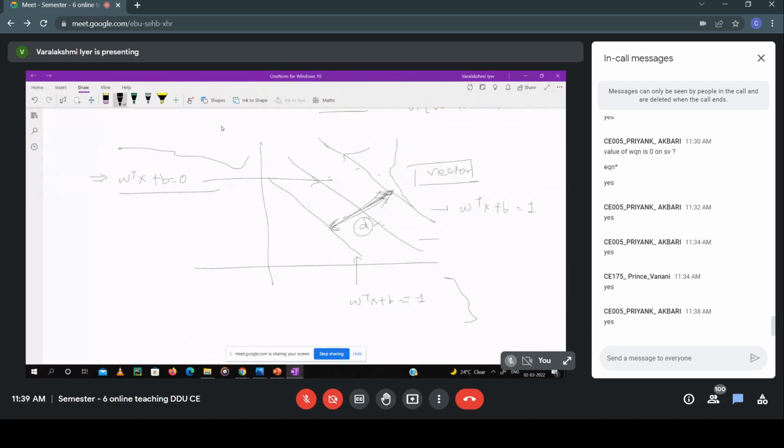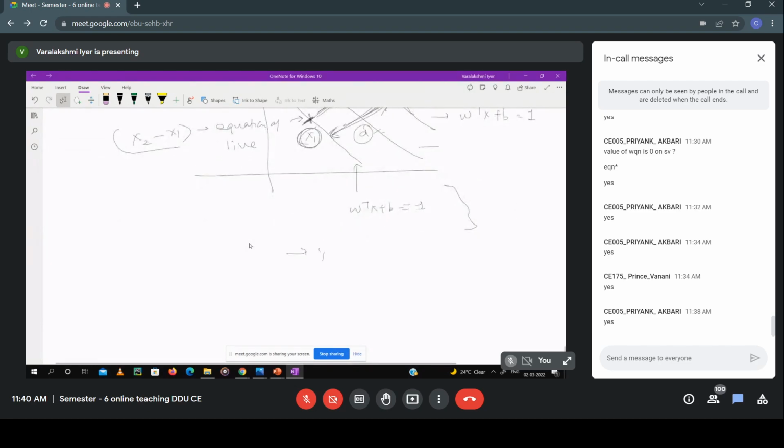Let us consider there are 2 points. I'm considering one support vector over here, one support vector over here. I'm defining this support vector as x1 and this support vector as x2. And this is the distance between the support vectors. That is, x2 minus x1 will be the equation of the line. Do you know this theory? If you are trying to project one vector onto another vector, what is the equation that we create? Do you know this or not?